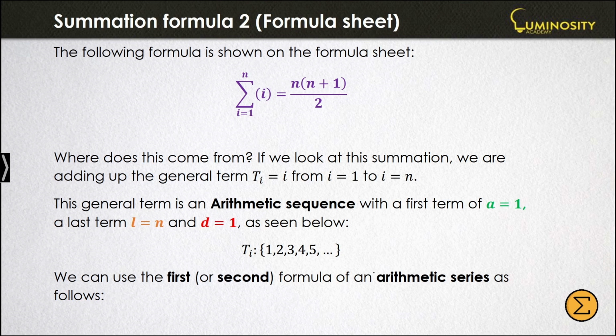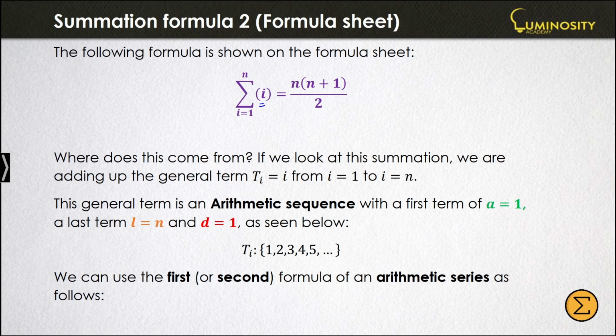Let's have a look at the second summation formula that you'll find on a formula sheet. It's given by this formula here. The sum from i equals 1 to n of just the term i is equal to n times (n plus 1), all divided by 2. So where does this formula come from and why does it work?